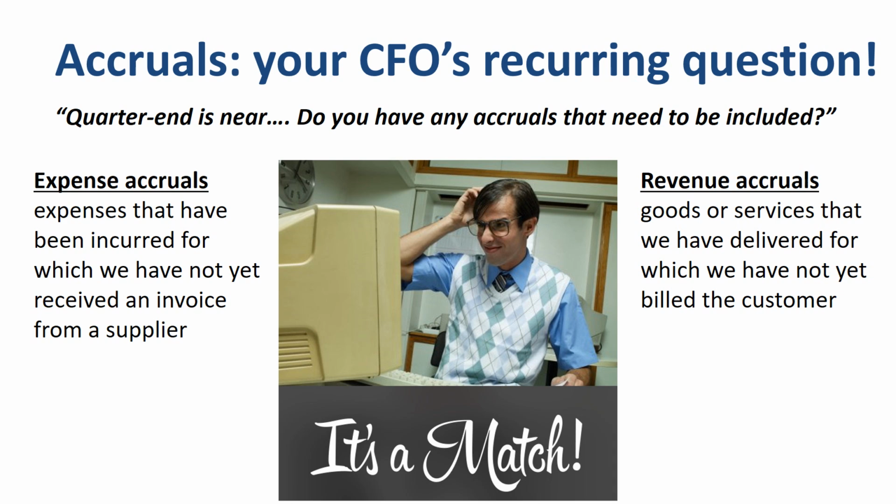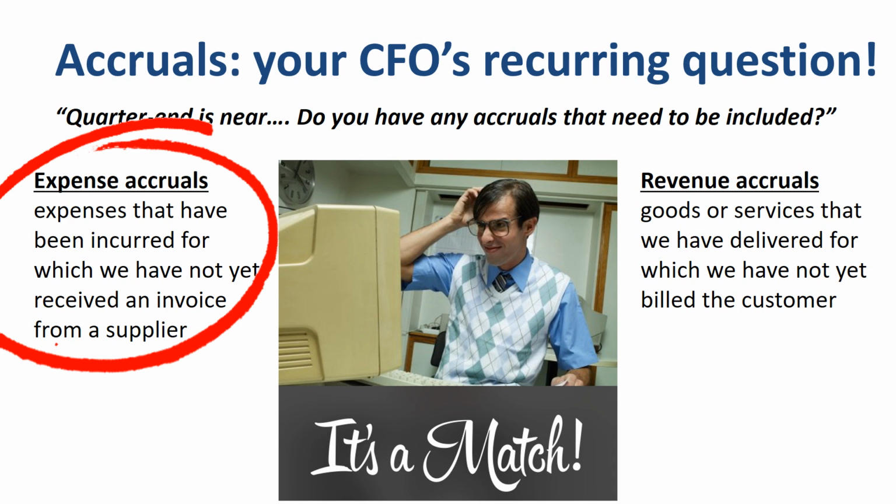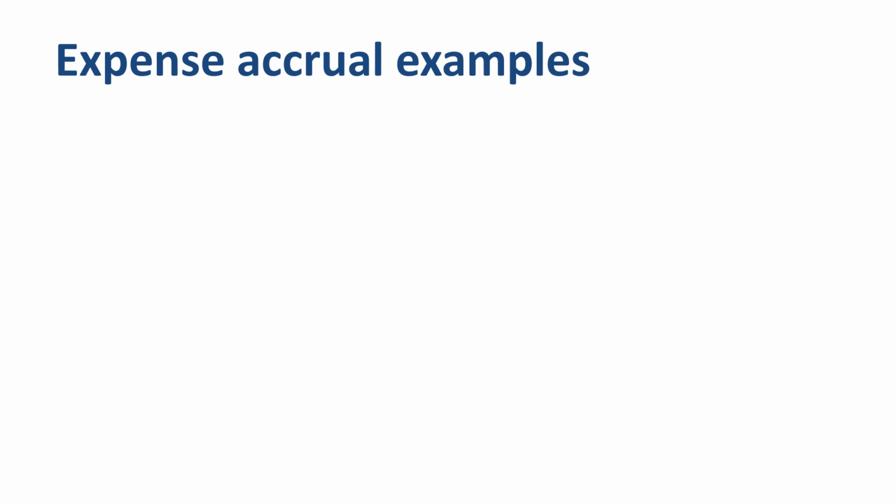Let's start with the most common type of accruals, expense accruals. Accrued expenses are the opposite of prepaid expenses. In prepaid expenses, you record the right to receive future services that have already been paid for but not consumed. In accrued expenses, you record the obligation to pay for services in the future that you have already consumed. Here are some examples of expense accruals and the related accrual journal entries.